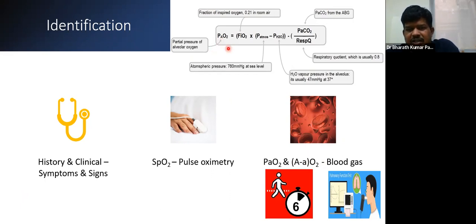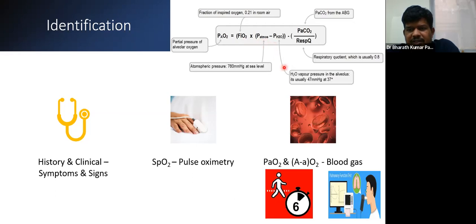In this alveolar gas equation, PAO2, that is alveolar oxygen, is equal to FiO2, the fraction of inspired oxygen, which is 0.21 at room air. Whereas if we are administering oxygen from an extraneous source, we should add the extra oxygen percentage you're providing to the FiO2 value, multiplied by atmospheric pressure minus the water vapor pressure.